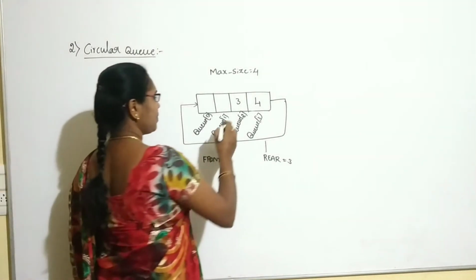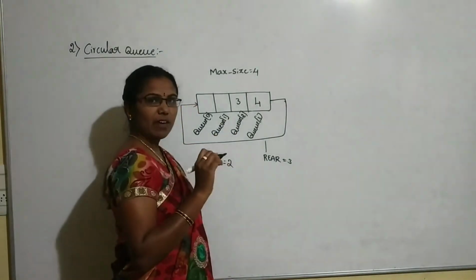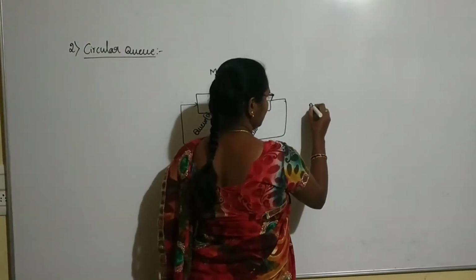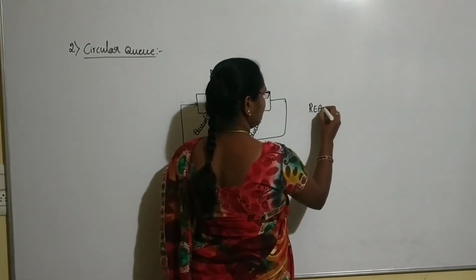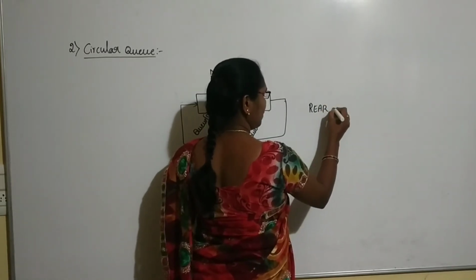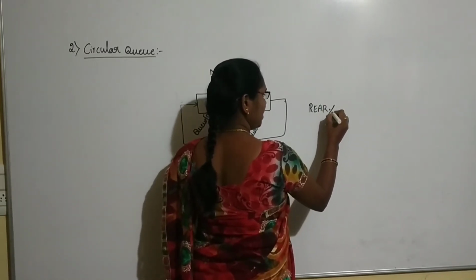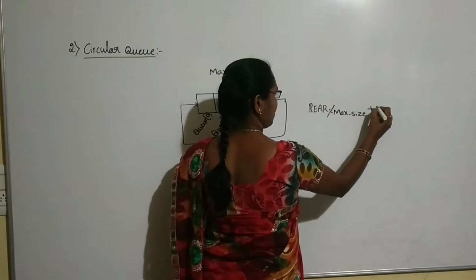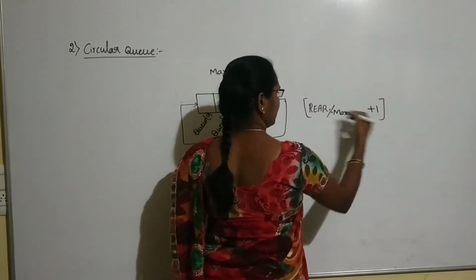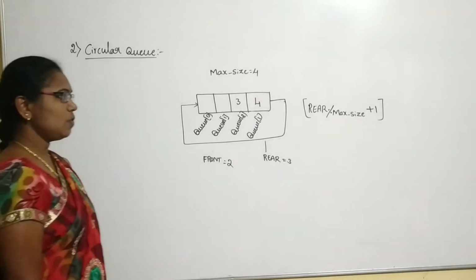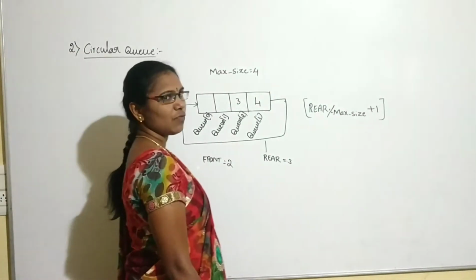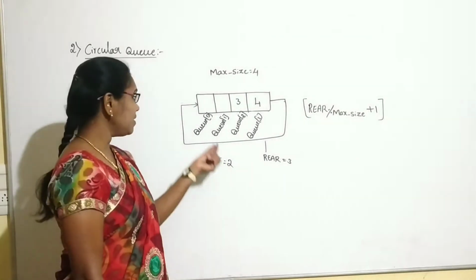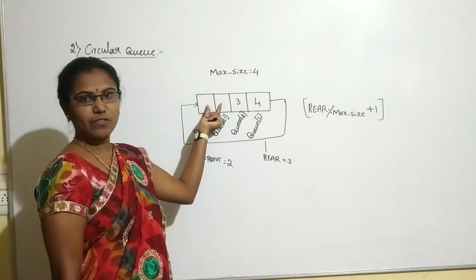We use the modulus operator to take the remainder values. The formula is: rear value modulus maximum size plus 1. Clear? So, this is the formula we use to insert an element in the vacant positions of the queue.